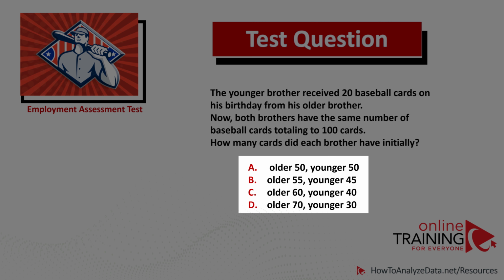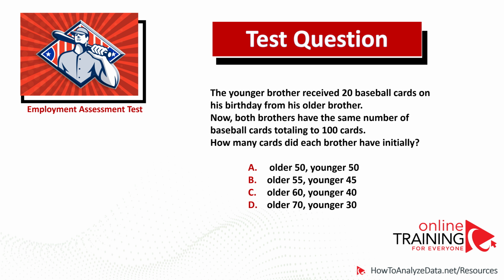Choice A, older 50, younger 50. Choice B, 55 and 45. Choice C, older brother 60, younger brother 40. And choice D, older brother 70 and younger brother 30. Do you think you know the answer? Let's see if we can get to the correct solution together.